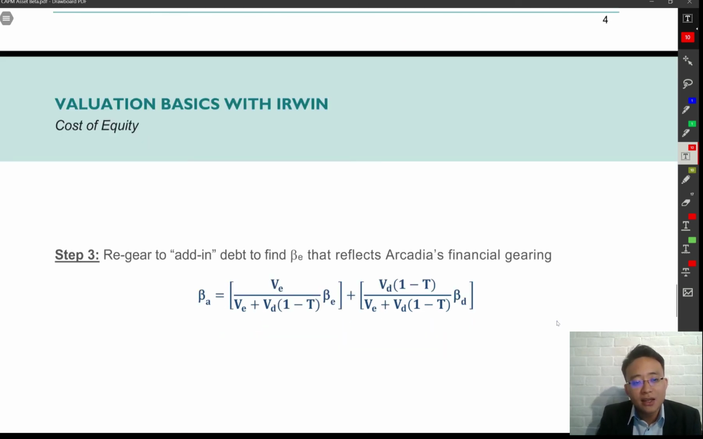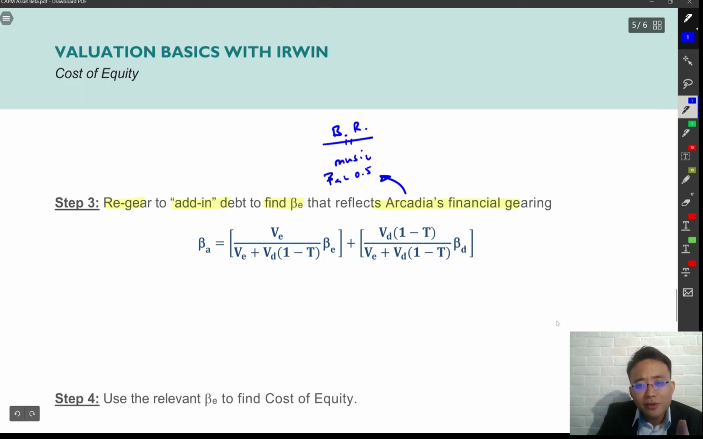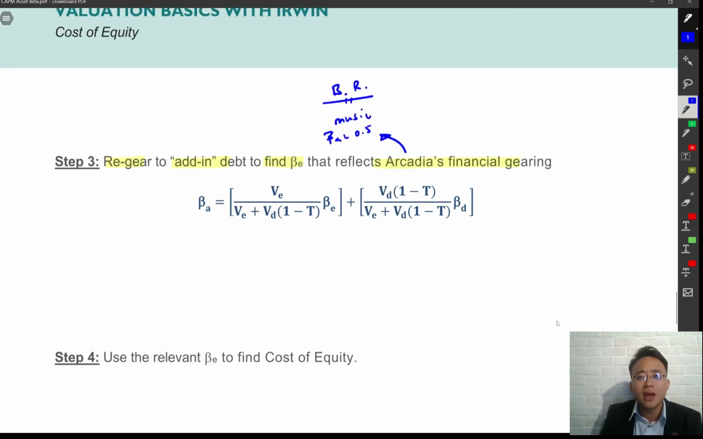So what I'm going to do is, here they say re-gear to add in debt to find the beta equity that reflects Arcadia's financial gearing. So Arcadia, what I'm going to do now, I'm going to say Arcadia's business risk. Alright, I put as BR. I have managed to find the risk of the music industry. The beta asset therein is 0.5385. Sorry, my memory is bad. Okay.